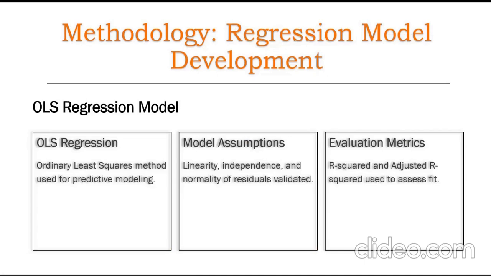Moving on to the regression model, I implemented the ordinary least squares (OLS) method to predict the house prices based on multiple predictors. The model assumes linearity, independence, and normality of residuals, which were validated to ensure reliability. Evaluation metrics such as R squared and adjusted R squared were employed to measure the model's goodness of fit. These steps were crucial for building a statistically robust and interpretable predictive model.